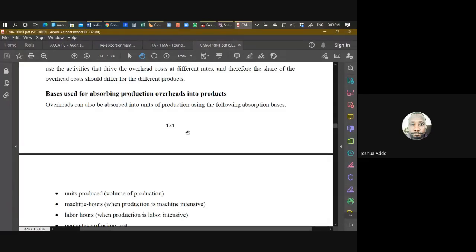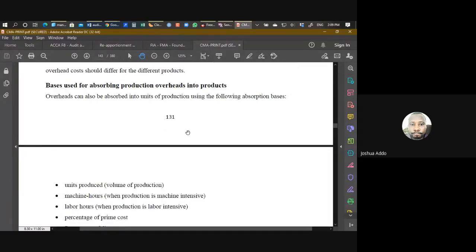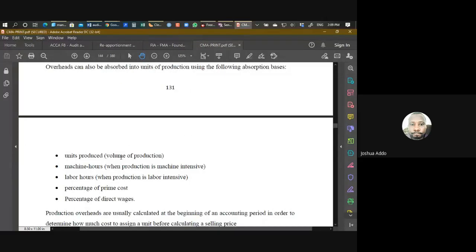And these products may benefit from the overhead cost, or they might have contributed to the overhead cost in different proportions. So we cannot share it flat. We'll talk about where we think they benefit the same way, so we can simplify to share it flat. But in the meantime, I'm just giving the overview of the whole idea behind what we are doing in terms of choosing a basis. I've talked about units produced, machine hours, labor hours. There can be things like percentage of prime cost, percentage of direct wage, but these are the traditional ones: units produced, machine hours, labor hours.